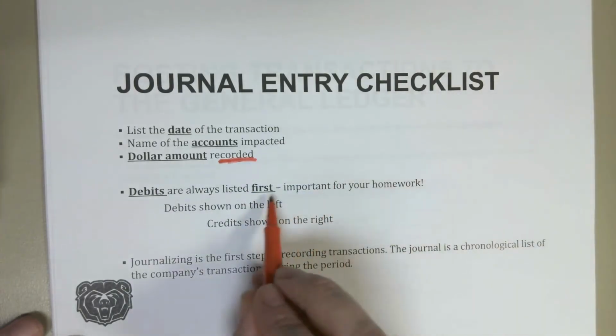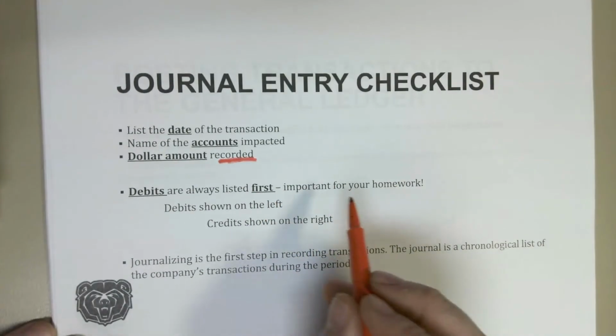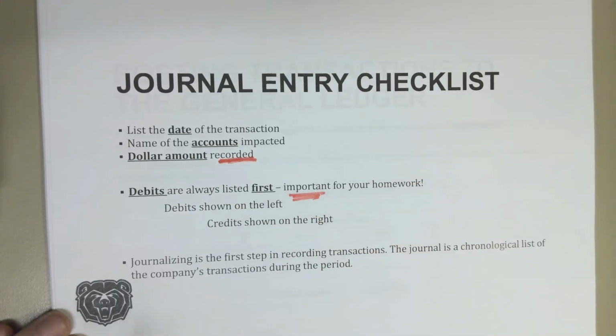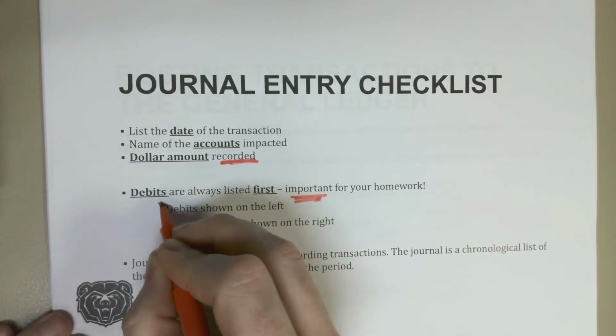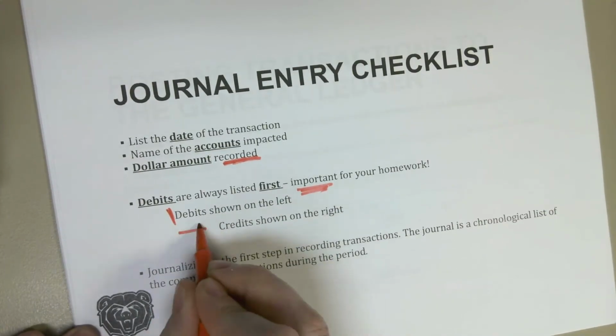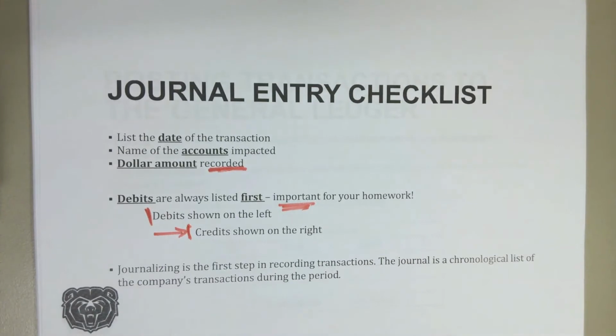Again, debits are always listed first. This is incredibly important for your homework. Okay, know this for your homework. Do not list your credits first. Even if you have the amounts and the accounts right, it is going to tell you that you are wrong. So make sure that your debits are first. Okay, again, your debits will be left justified and your credits will be slightly indented to the right.